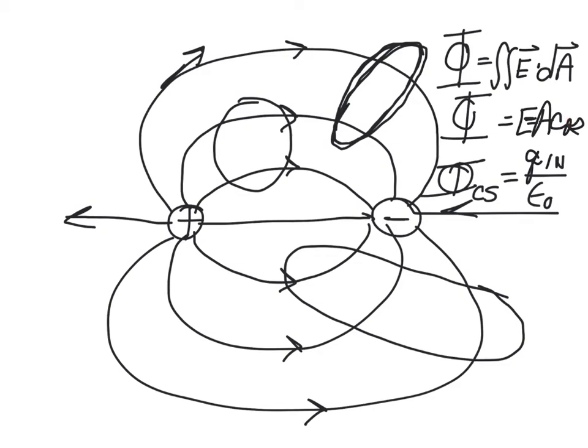Visually, conceptually, it's the number of field lines that pass onto a surface or through a surface. So this is the definition of electric flux, this is the simplified equation for electric flux, and this is what we were talking about. It's the relationship between electric flux and any closed surface.